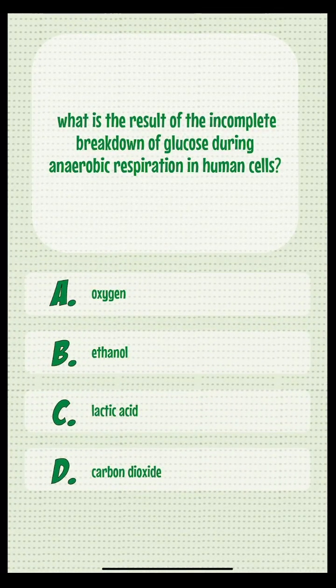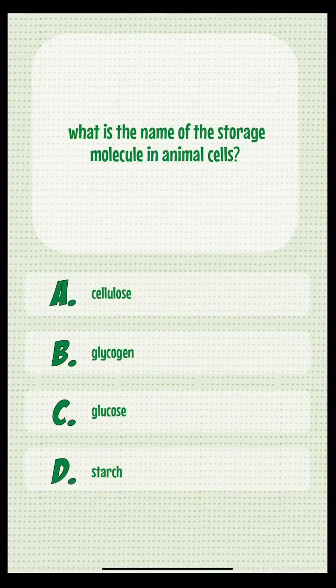Next one. What is the result of incomplete breakdown of glucose during anaerobic respiration in human cells? We've done this a few times now. This is straightforward. Hopefully you guys remember. It's human cells. So it's going to be, yep, good, lactic acid. Next question. What is the name of the storage molecule in animal cells?